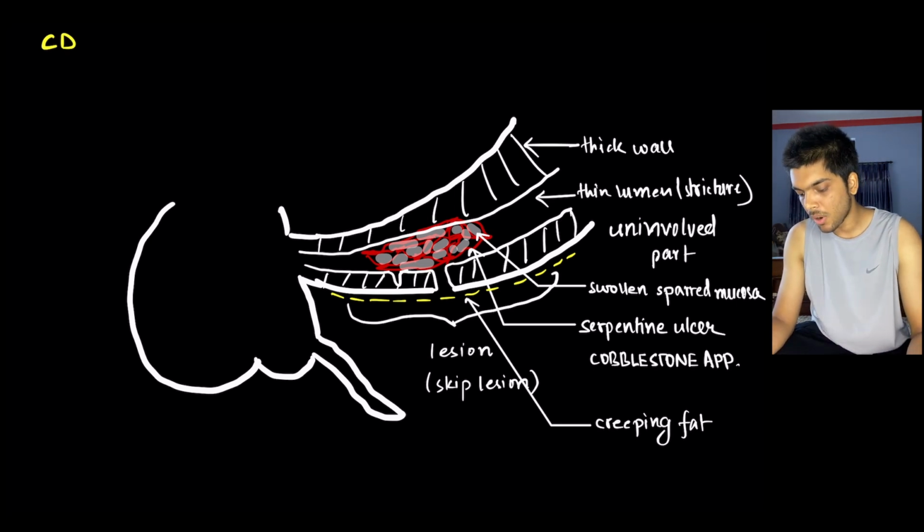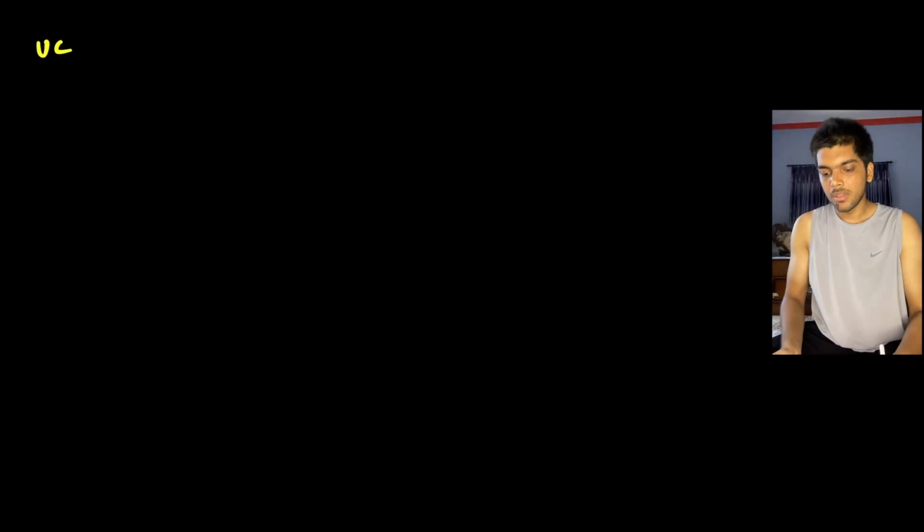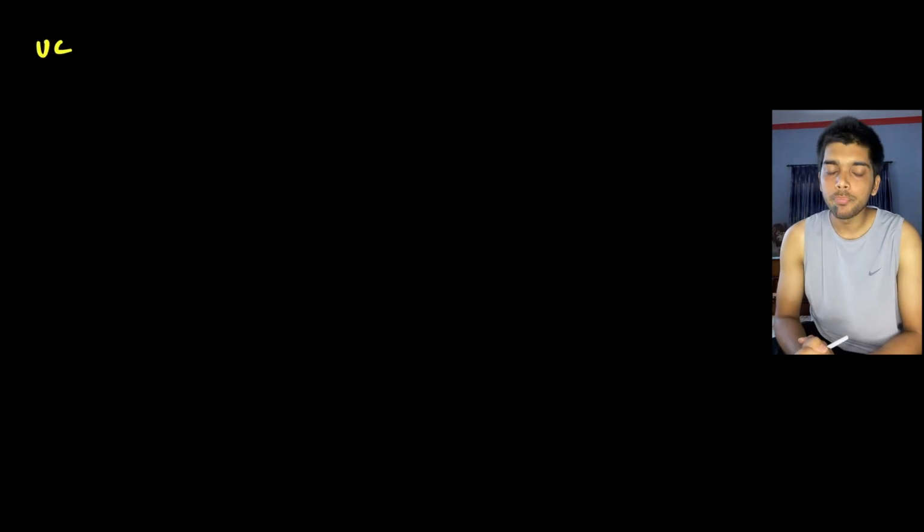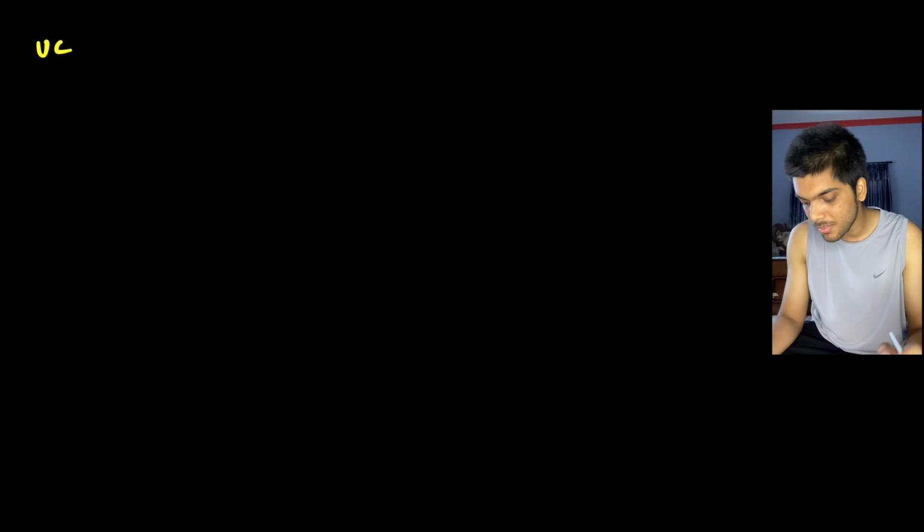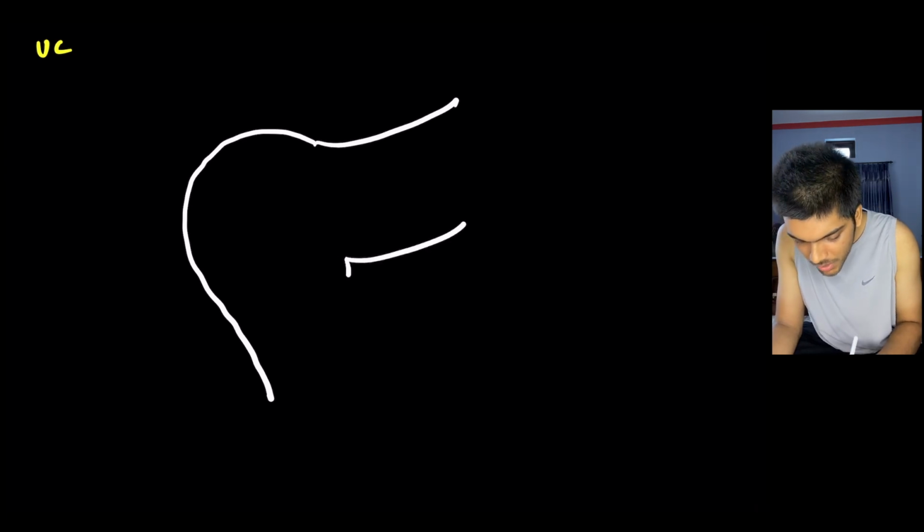Next diagram for ulcerative colitis. Same questions. First, which is the most common site of lesion in ulcerative colitis? The rectum is always involved. So let's draw the rectum. There's the rectum. Okay.